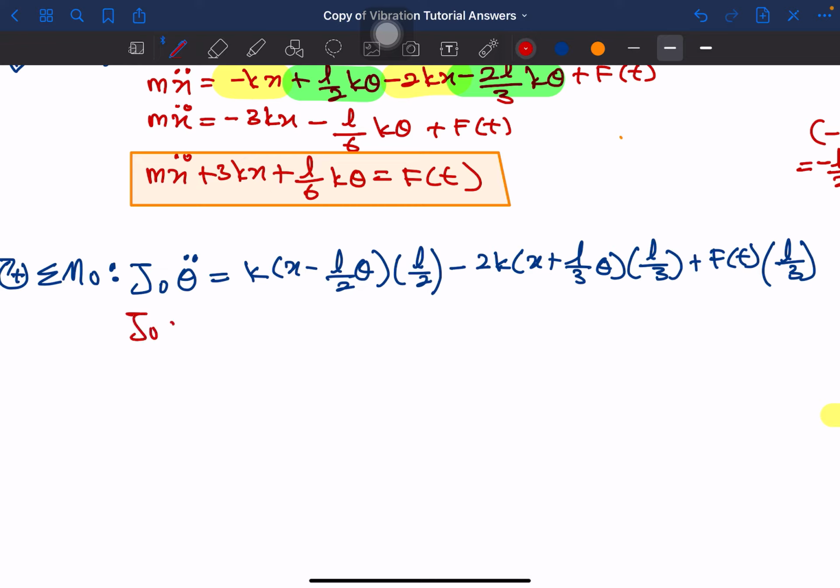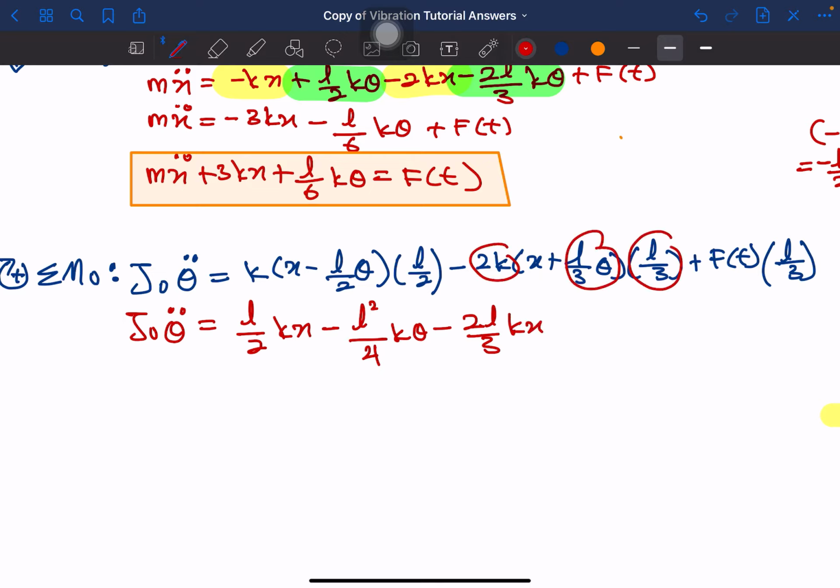Okay, so next. J naught theta double dot equals L over 2 kx minus L square, L over 2 times L over 2, right? So L square over 4 k theta, minus 2 times L over 3. So you get 2L over 3 kx. Next, 2 times L over 3 times L over 3 theta.